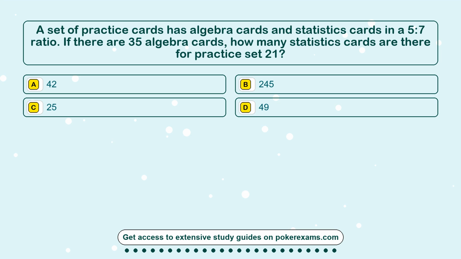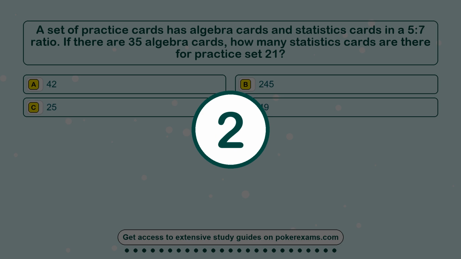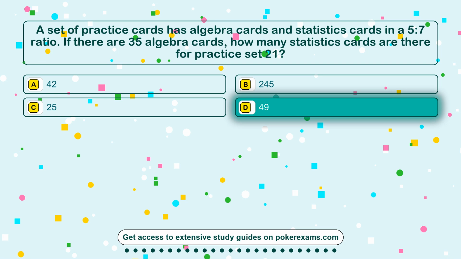Question 4. A set of practice cards has algebra cards and statistics cards in a 5:7 ratio. If there are 35 algebra cards, how many statistics cards are there for practice set 21? Option A 42. Option B 245. Option C 25. Option D 49. The correct answer is option D, 49.